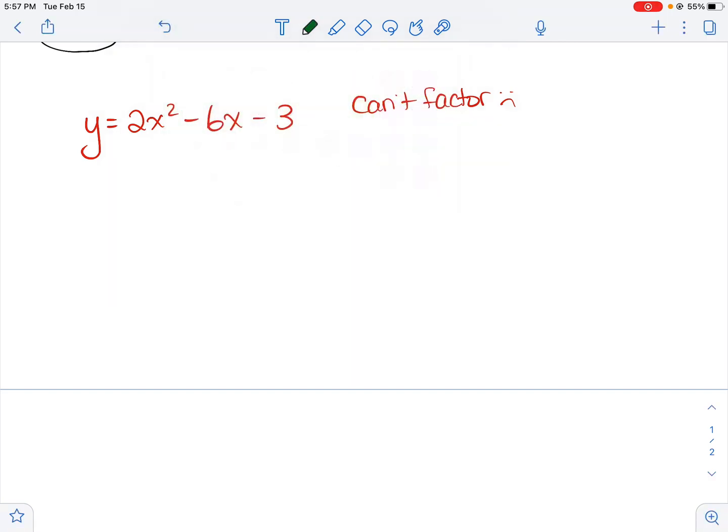So you can go to your handy friend, the quadratic formula. The quadratic formula can help you determine the value of x when y equals 0.